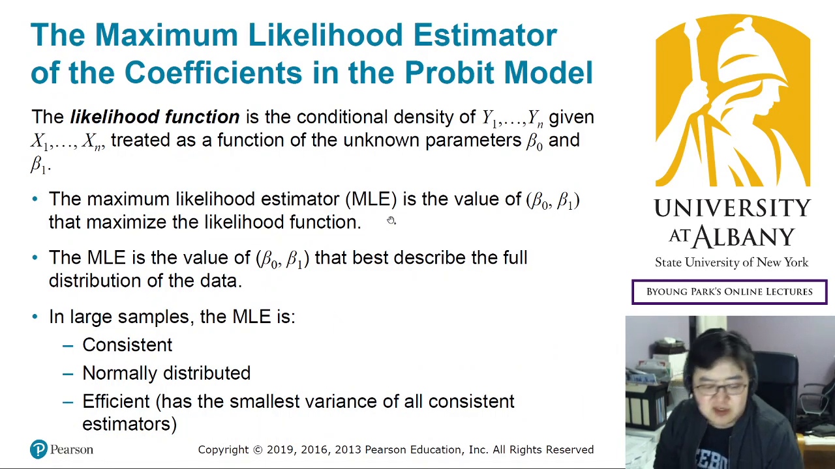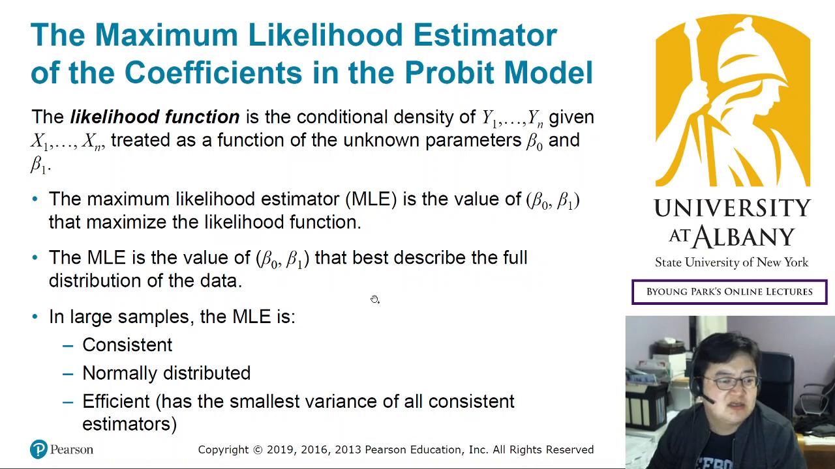And coming back to the MLE, the slide explains the likelihood function in a more formal way. The likelihood function is the conditional density of the outcome given the information, treated as a function of the unknown parameters beta 0 and beta 1. Exactly, this is the formal statement of what I tried to give you earlier. And we maximize that.